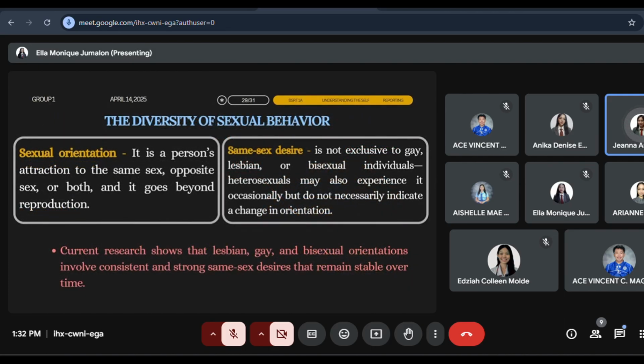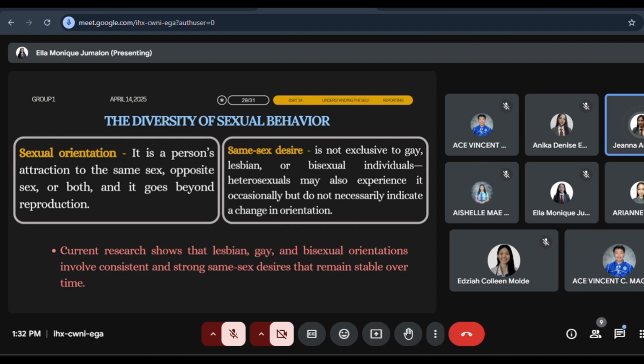The diversity of sexual behavior highlights the wide range of ways people experience sexual attraction. Sexual orientation refers to a person's emotional and sexual attraction to the same sex, opposite sex, or both, and it is not limited to reproduction. While same sex desire is often associated with lesbian, gay, or bisexual individuals, research shows that even heterosexual people may occasionally experience these desires. However, such experiences do not necessarily mean a change in sexual orientation.